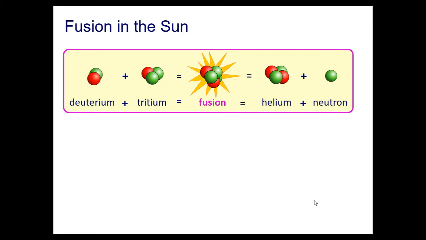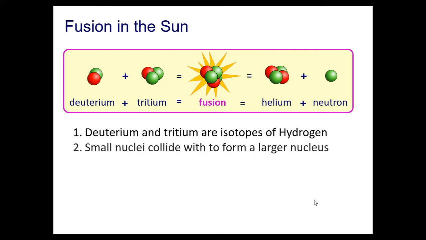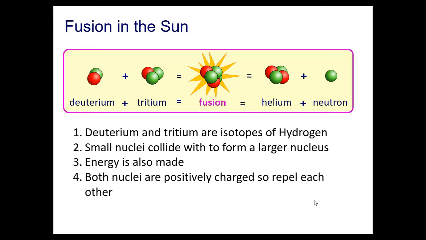Here it is here, look. So, deuterium and tritium are isotopes of hydrogen. The nuclei collide together to form a larger nucleus, in this case the helium nucleus. Energy is also made.